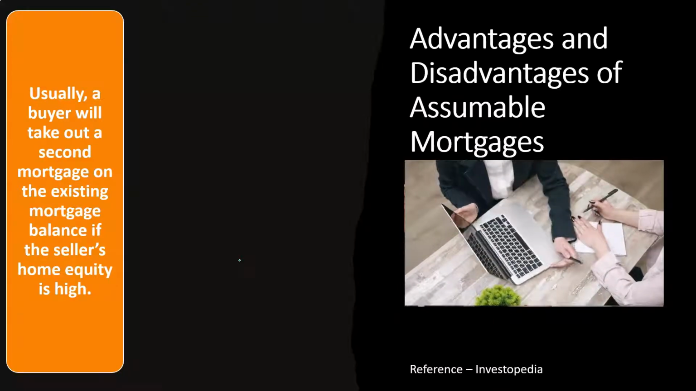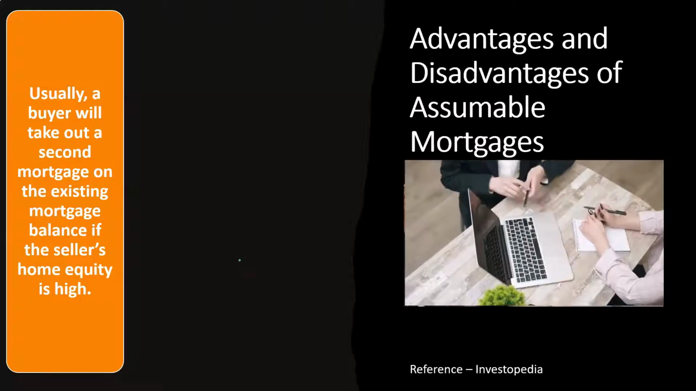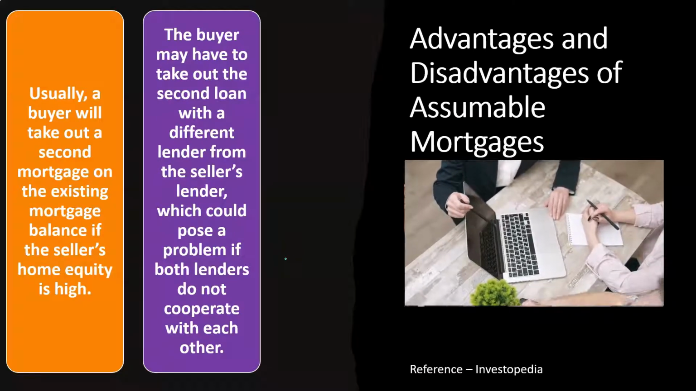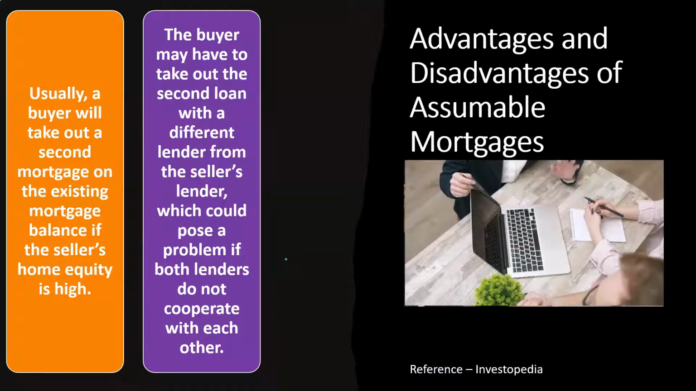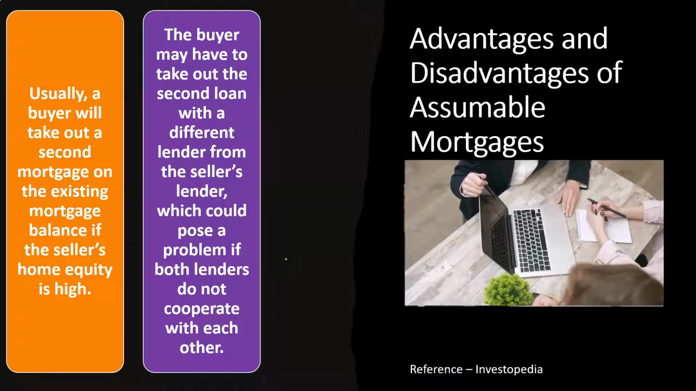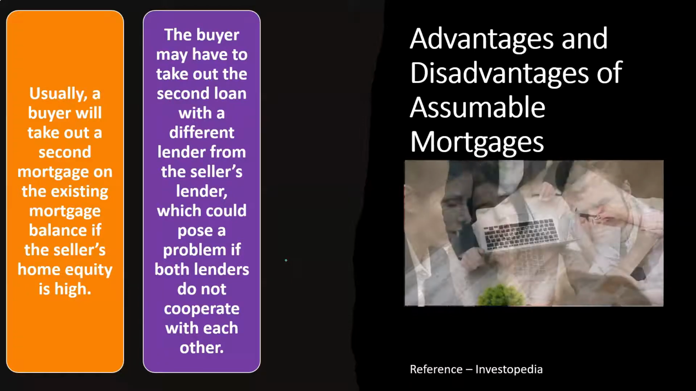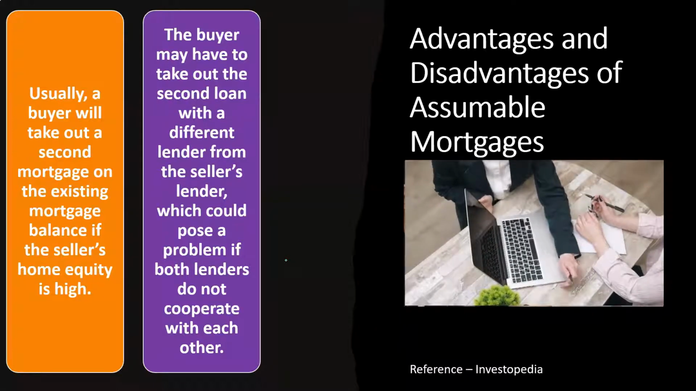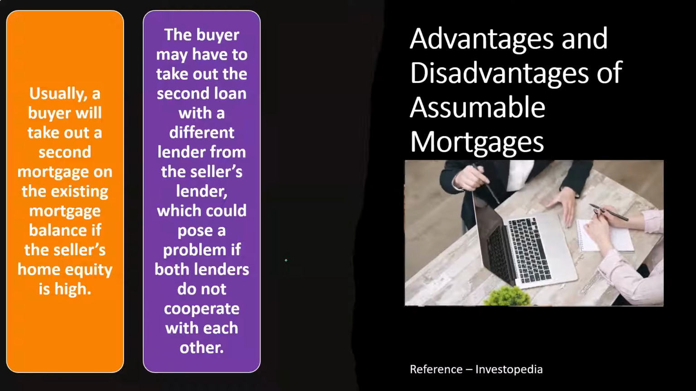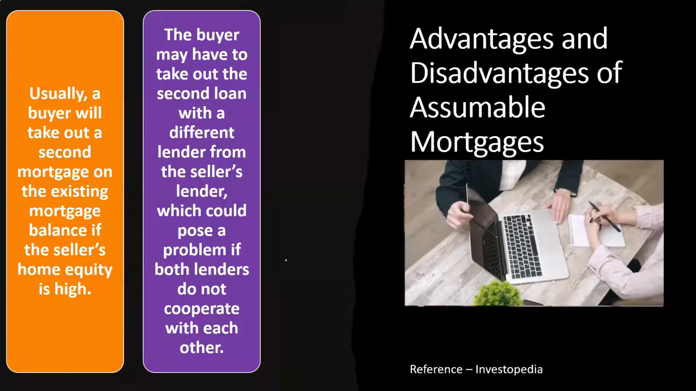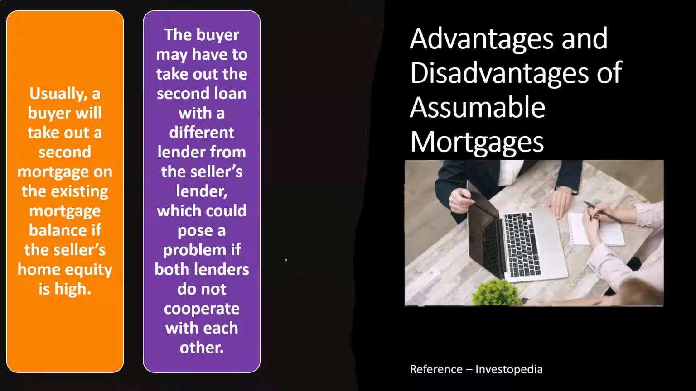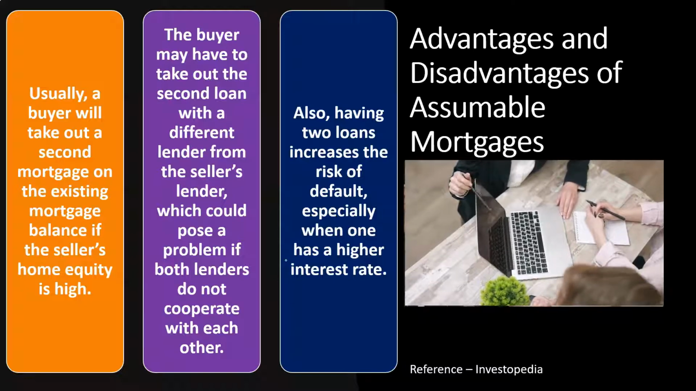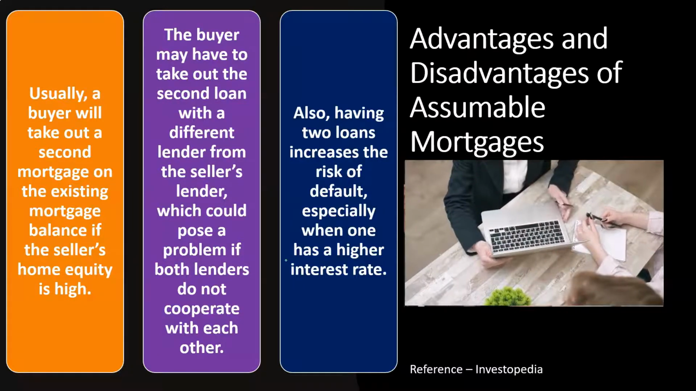So usually a buyer will take out a second mortgage on the existing mortgage balance if the seller's home equity is high. The buyer may have to take out the second loan with a different lender from the seller's lender, which could pose a problem if both lenders did not cooperate with each other. So now you've got two lenders involved, right? You're probably working with a bank or financial institution that might be different than the seller's financial institution that owns the current loan that is outstanding. And then you have to make sure that the two financial institutions are cooperating with regards to the terms of the loan and the collateral and all that kind of stuff. Also, having two loans increases the risk of default, especially when one has a higher interest rate.